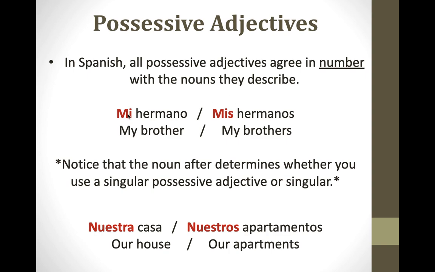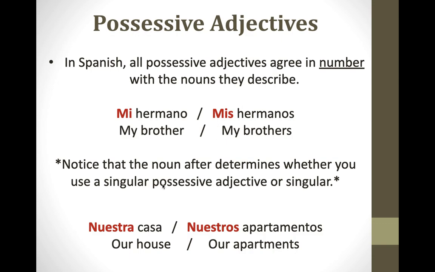So look here. My brother, mi hermano. My is singular because brother is singular. Okay, however, notice what happens in Spanish here. When you say brothers, if you want to say my brothers, you must make my plural as well. We do not do that in English, okay? So instead of mi hermanos, you would say mis hermanos, okay? So the word that comes after, the word here, hermanos, determines whether this possessive adjective is singular or plural.